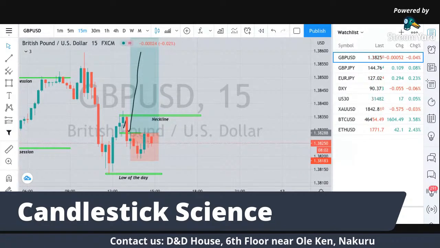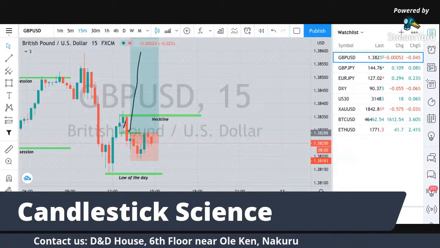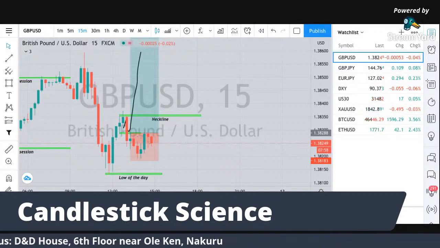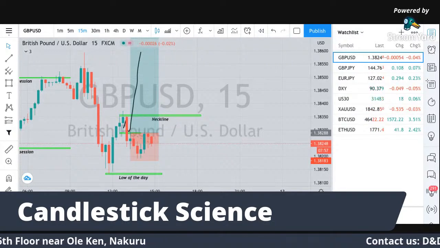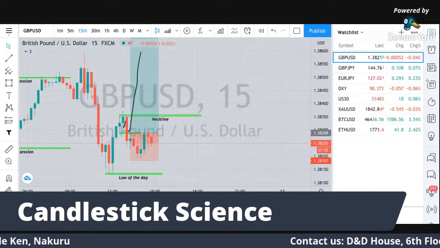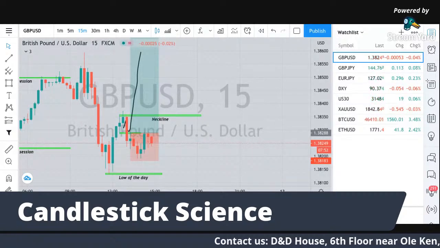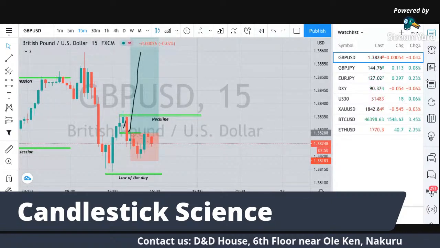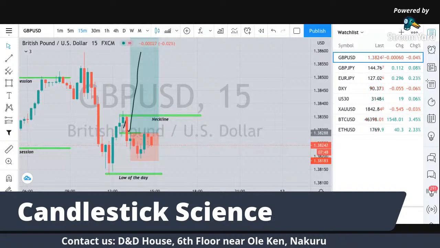But price is still ranging here. It is still ranging at this particular zone. Yeah, you remember I told you that is a strong zone. It was like a strong zone.